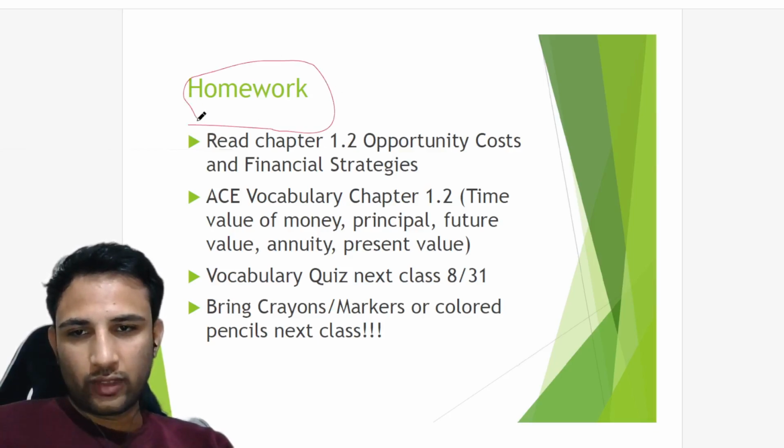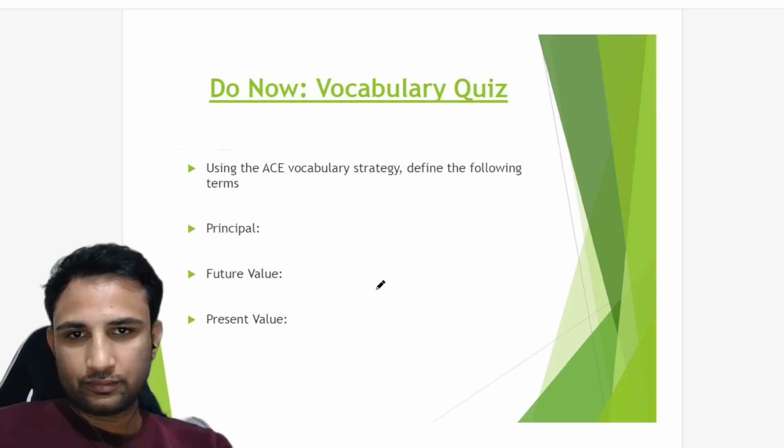Then this is the homework that you can also do. You have to read chapter 1.2, which is opportunity cost and financial strategies. Also do the vocabulary for chapter 1.2: time value of money, principal, future value, annuity, present value, and a vocabulary quiz.